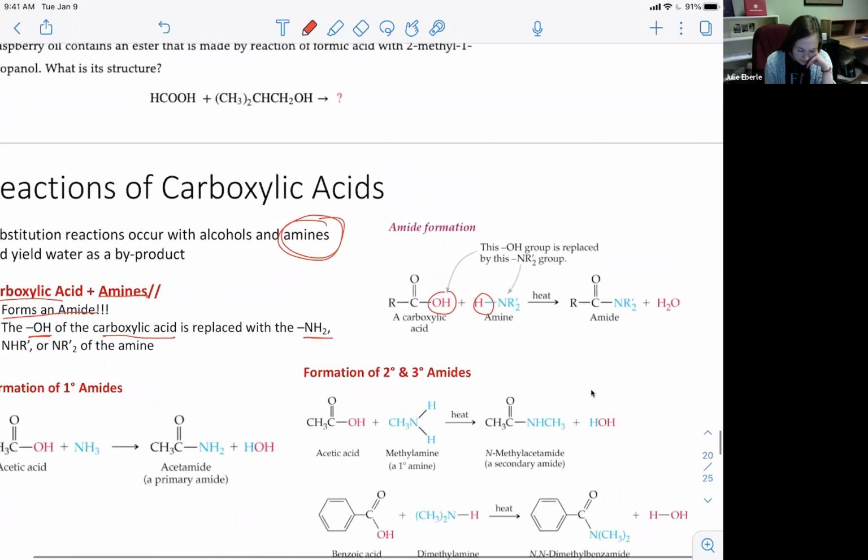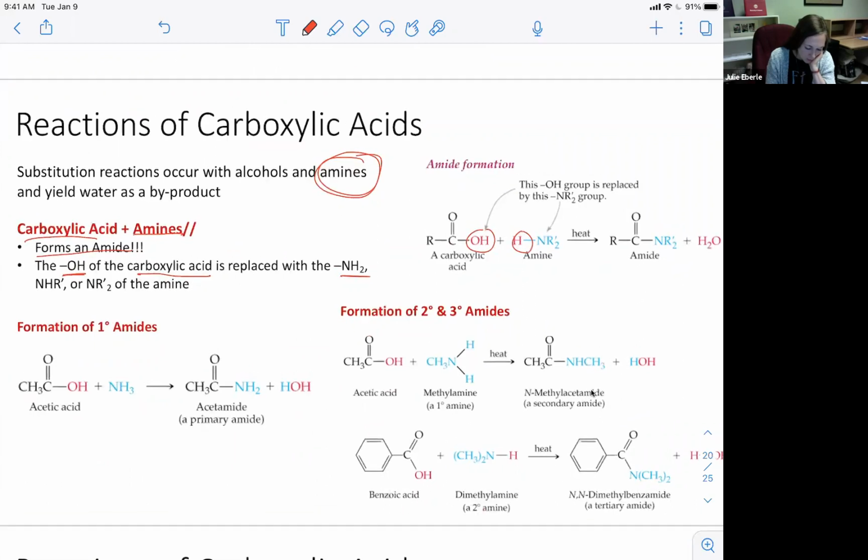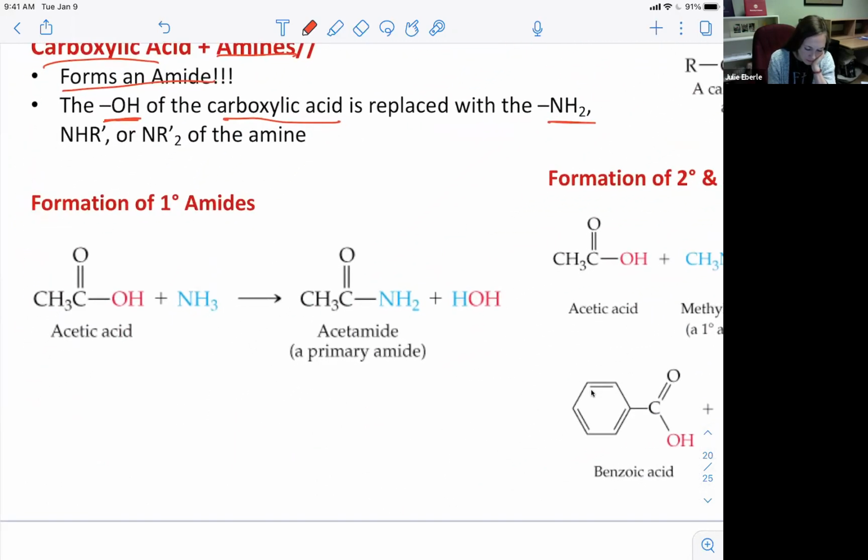So there's several different examples here. The book gave so many, because you can obviously have primary, secondary, or tertiary amines. So we'll just look at the example here with a formation of a primary amide. You've got NH3. Anybody remember the name of NH3? We said this had a common name. Was it ammonia? Ammonia.